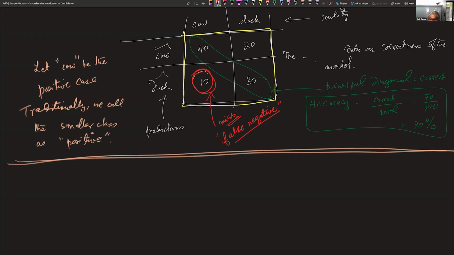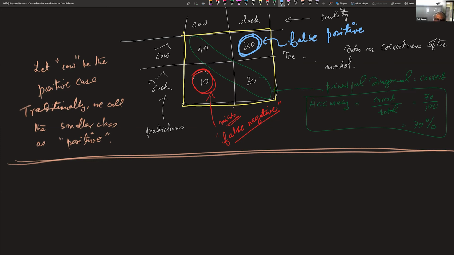And what about this, guys? This other element in the off diagonal. It was not a cow, but you predicted it as a cow, isn't it? It was actually a duck, but you predicted it as a cow. So a negative case was marked as positive. So this is a case of a false positive. This is false positive, right?